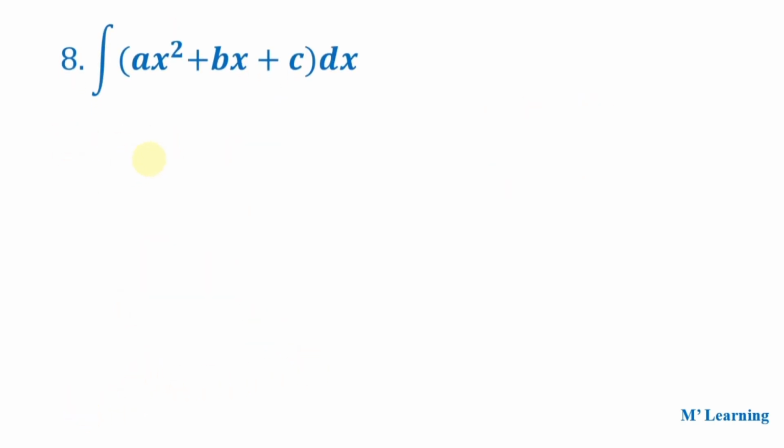Let's see question 8 now, which is I equals the integral of (ax² + bx + c) dx. Again we'll use the same formulas: the integration of x to the power n is x to the power n plus 1 by n plus 1, plus c. Integration of a constant term is x plus c.